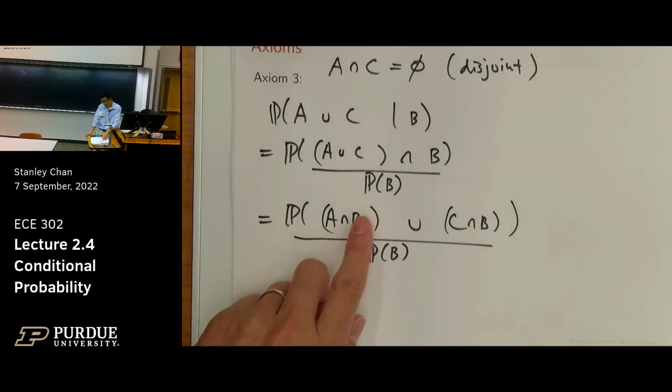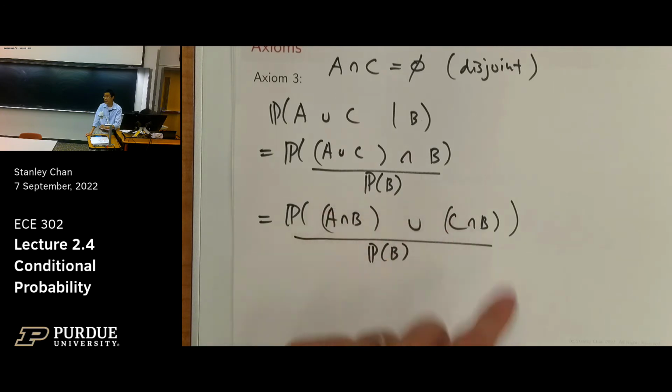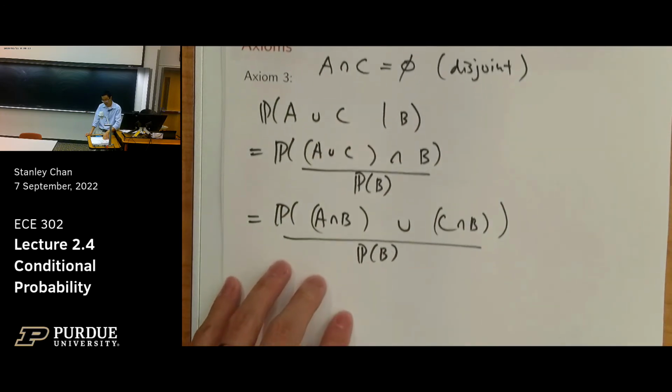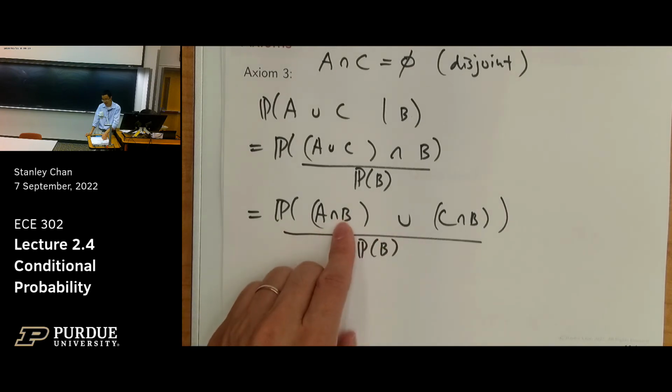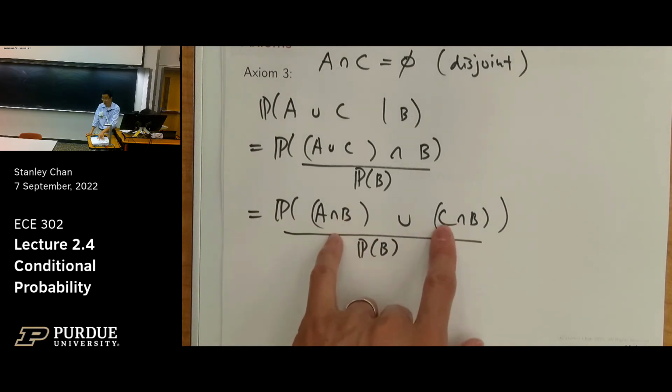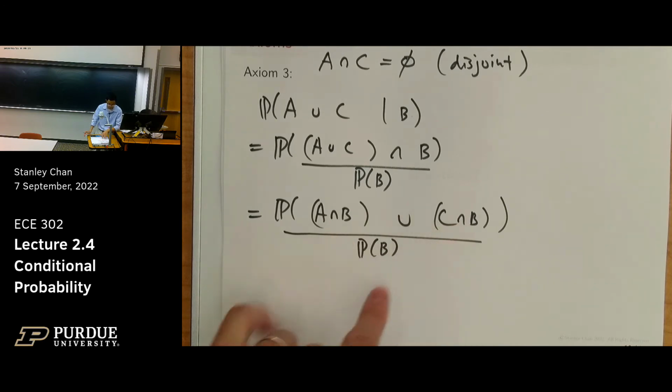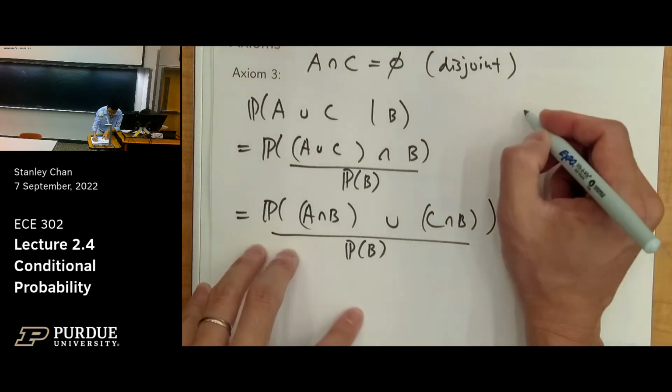Now, you have a union of 2 sets. And since A intersect B and C intersect B are disjoint, no matter how you intersect with B, these 2 sets will be disjoint as well. Okay? These 2 sets have to be disjoint. Now, if you're not following me, I can draw a picture to show you.